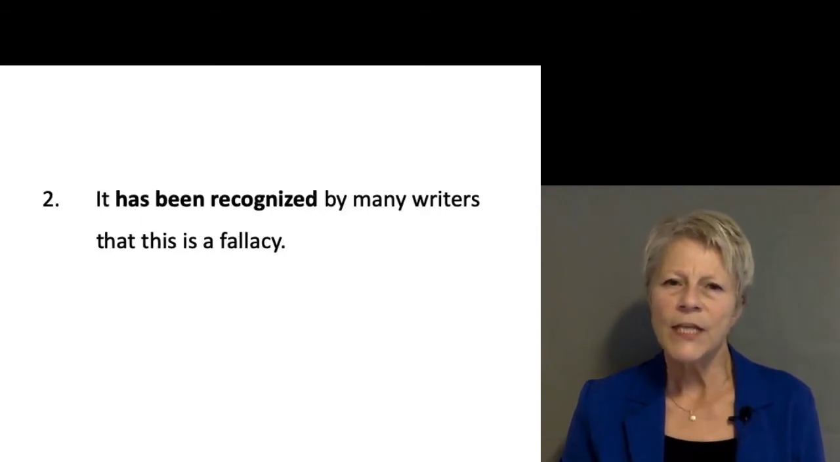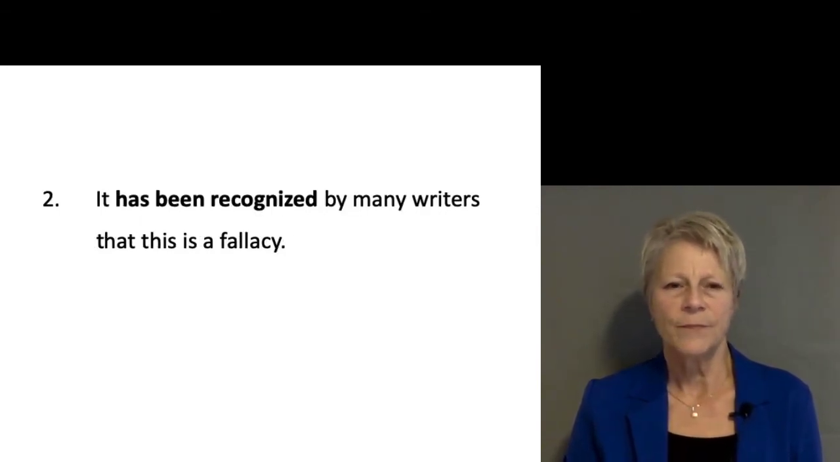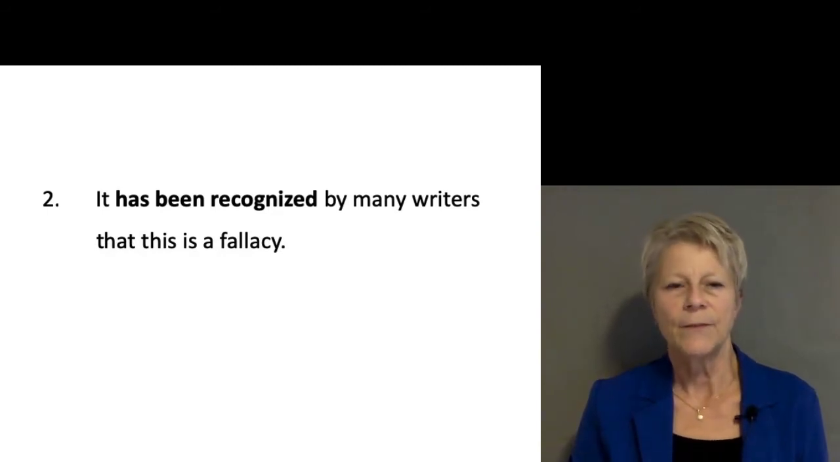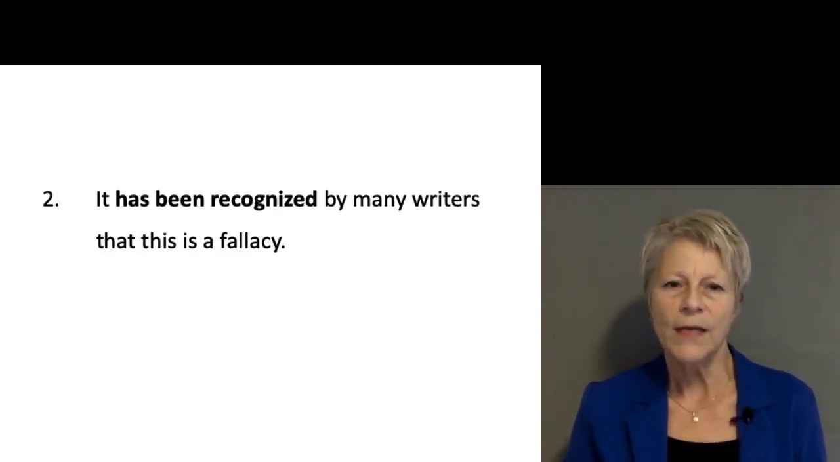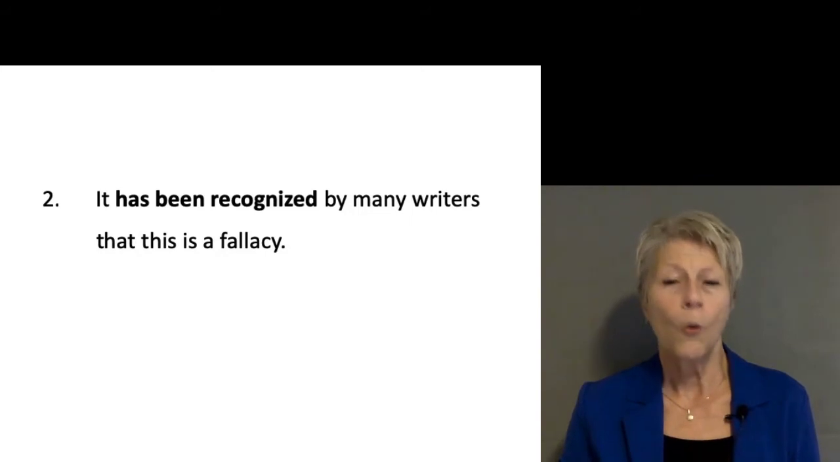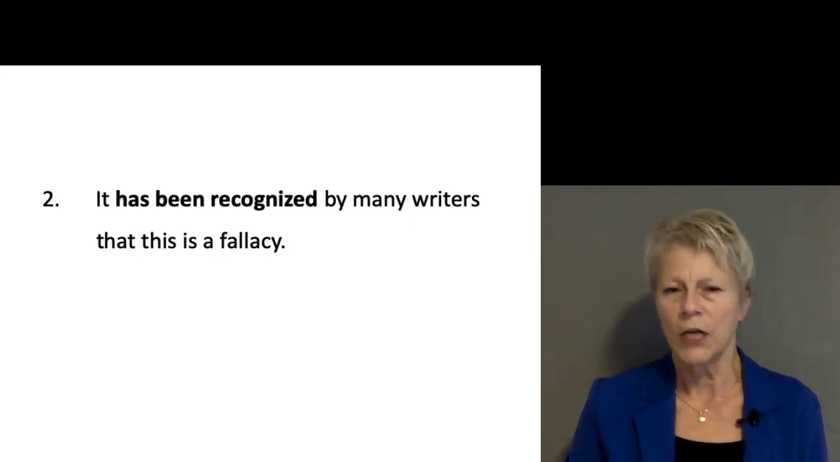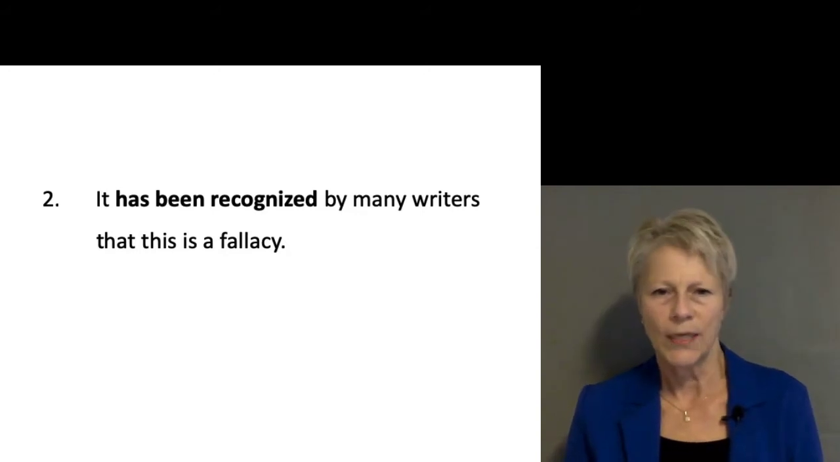The same explanation goes for the second sentence. It has been recognized by many writers that this is a fallacy. Many writers have recognized this as a fallacy for quite some time already, and they are still doing so. So it started in the past, and they are still doing it.